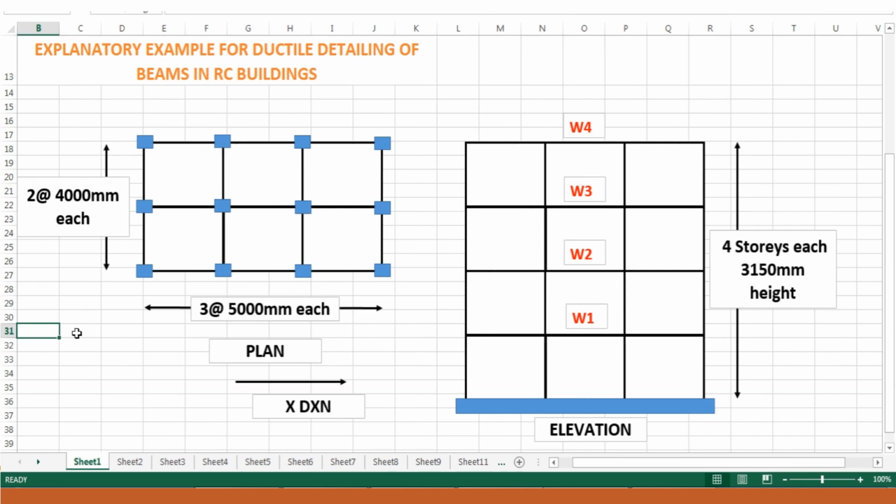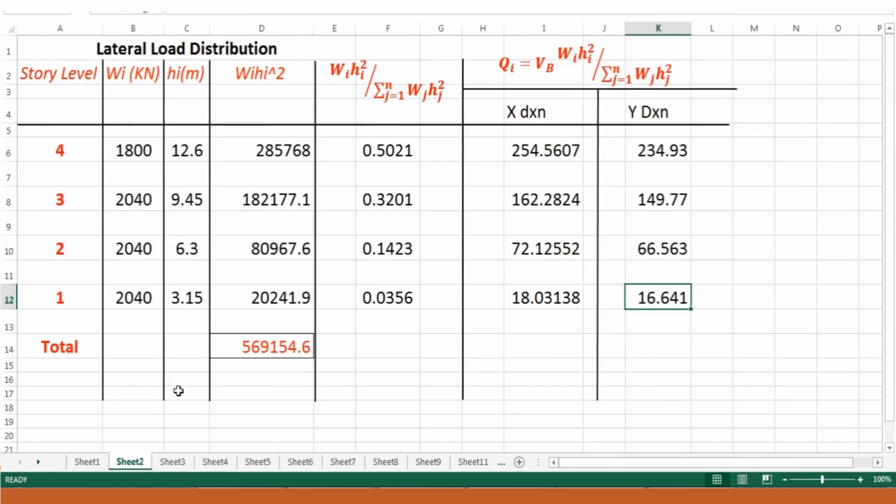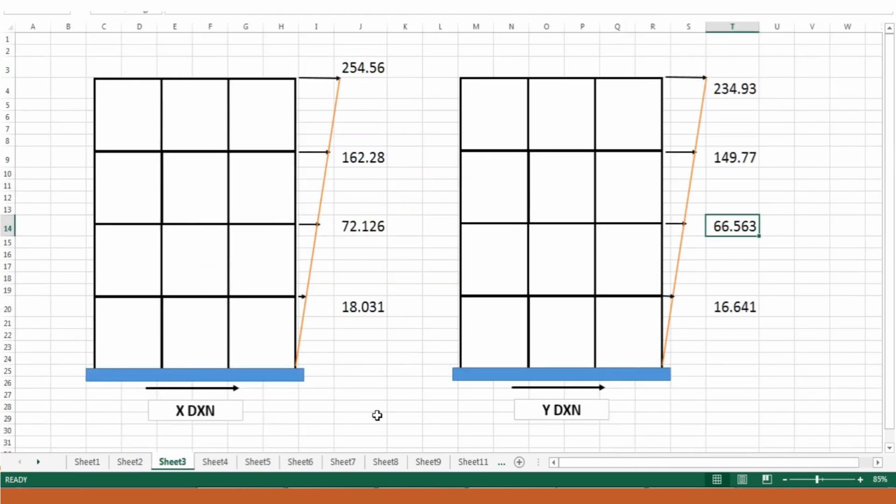We discussed an explanatory example which was meant to show us how the ductile detailing is provided in the beams for RC structures. In this RC frame, which was a 4-story frame with 3 bays in the X direction and 2 bays in the Y direction, we began analyzing it. The lateral load distribution was obtained as in the earlier lectures. Thereafter, the analysis was done for these lateral loads in X and Y direction.